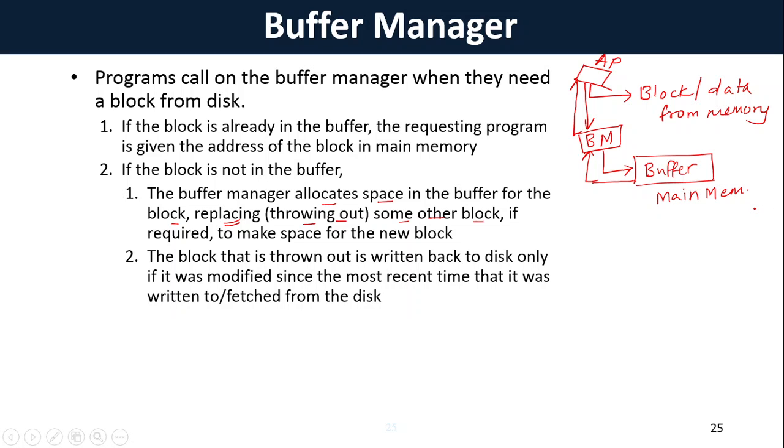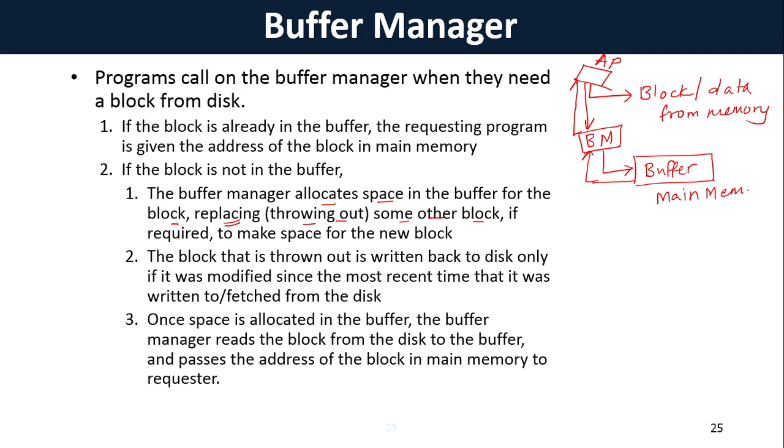Now, once the space is allocated in the buffer, the buffer manager reads the block from the disk to the buffer and passes the address of the block in main memory to the requester. So in any of the cases, there is now space in the buffer. Once the space is allocated, the buffer manager reads the block from the disk to the buffer and passes the address of the block in main memory to the requesting program. This is how the buffer manager works.